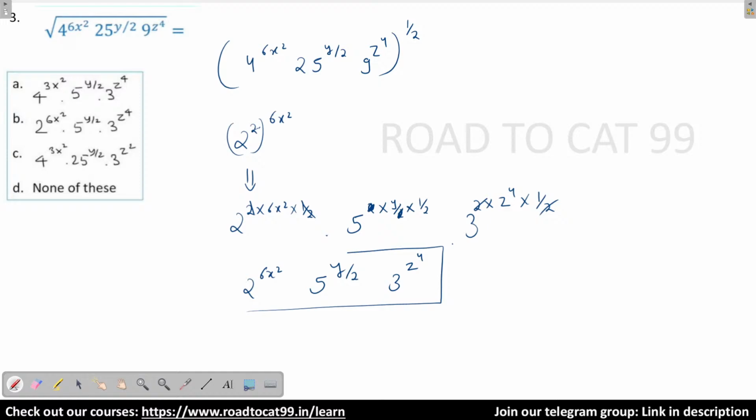Which is the correct option, guys? Third would be the correct option, sorry, B is the correct option, this is my correct option. Understood everyone? Chalo, let's move to the next question.